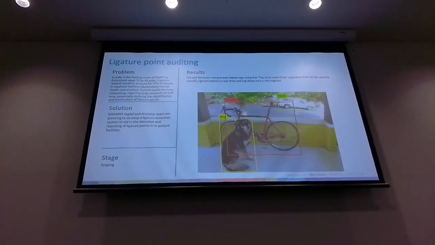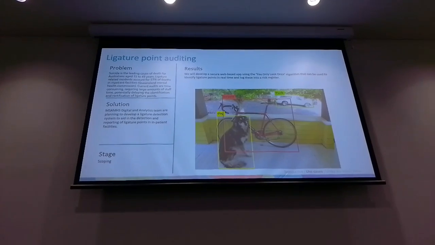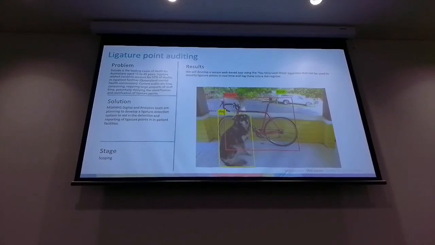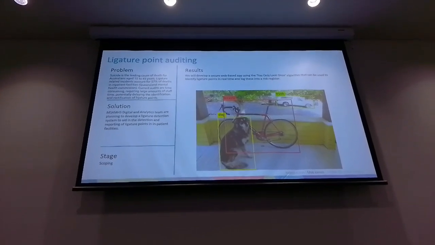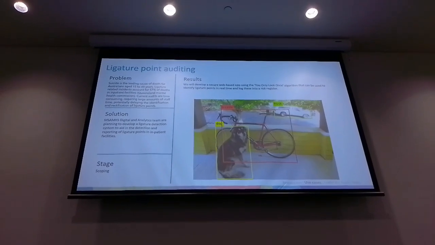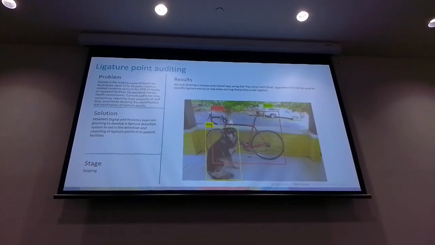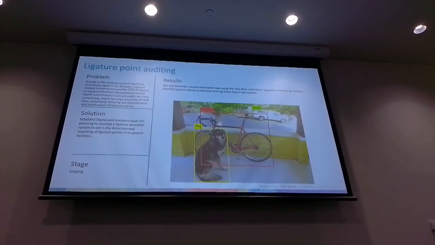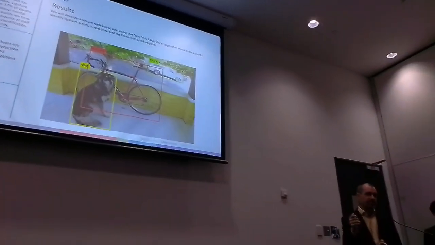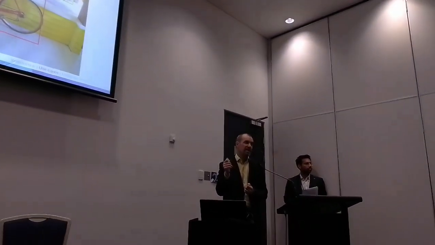And finally, just to show you that we're not all about large language models, this is our object detection algorithm. It's called You Only Look Once, or YOLO. Developing a system to look for ligature points. So at the moment, when we audit this, you go around all the different places and you say, this here is a potential risk, this is a potential ligature point.